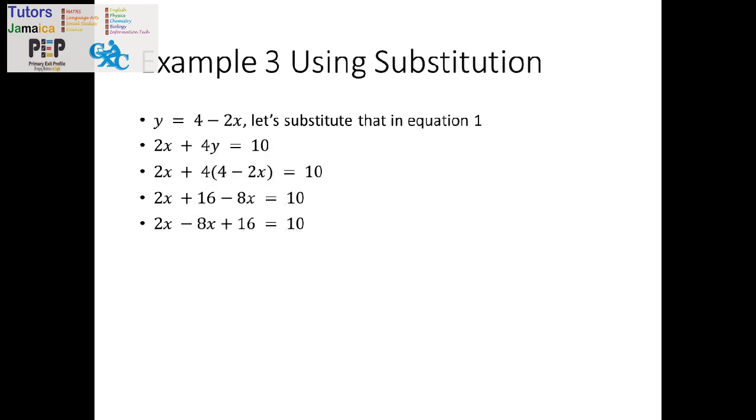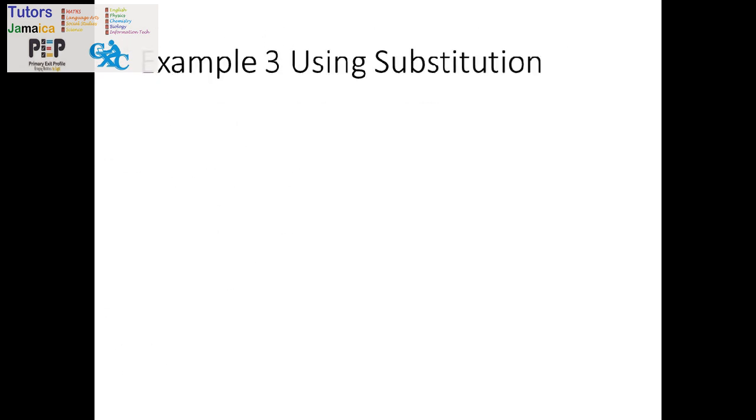So we're going to group them. I'm just grouping them so you can better visualize what's going on. So what we end up with is minus 6x plus 16 is equal to 10. So minus 6x is equal to 10 minus 16. So minus 6x is equal to minus 6. So x is equal to minus 6 divided by minus 6, or x is equal to 1.